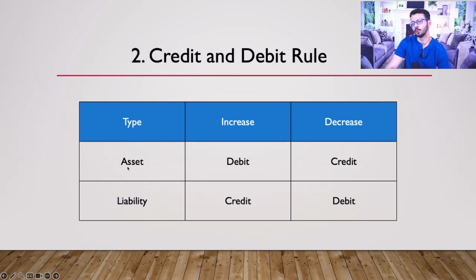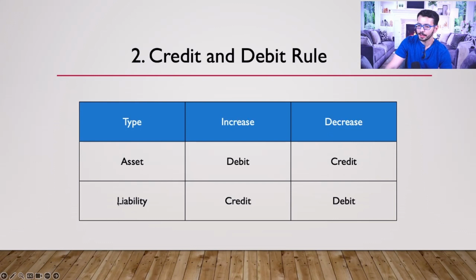So here's the rule. The rule states that if you have an asset and the asset is increasing, then you are going to debit that account. And if it is decreasing, then you are going to credit that account. So in our case, cash is an asset. Given that we were giving out cash to someone to buy the lemons, the cash was decreasing, and that's why we credited the account.